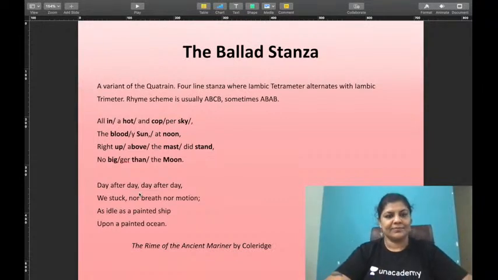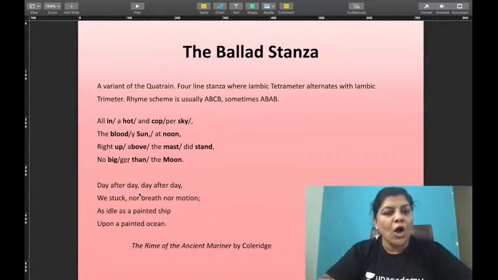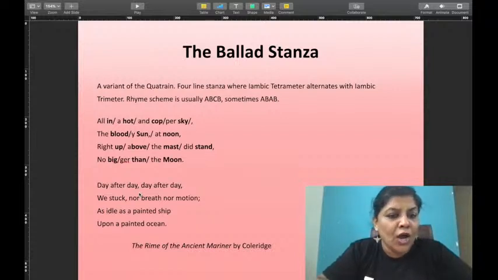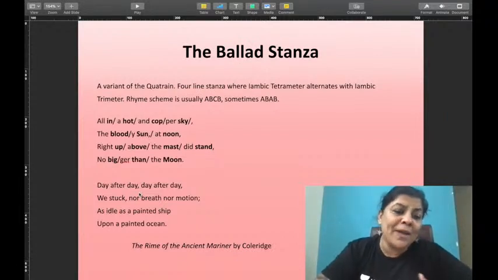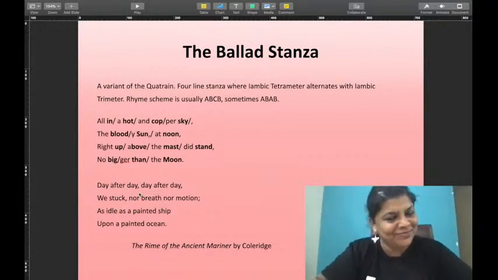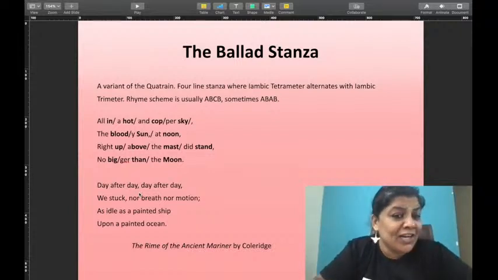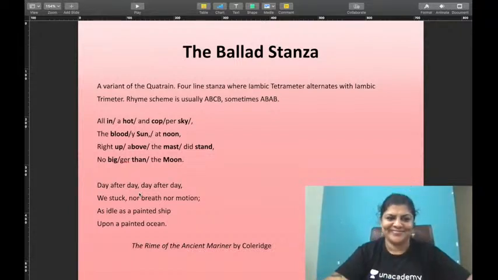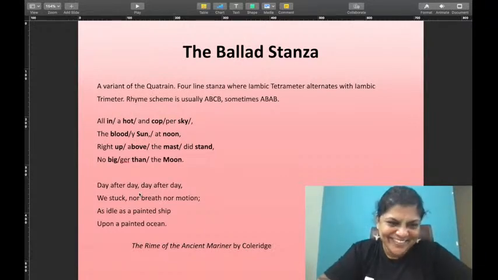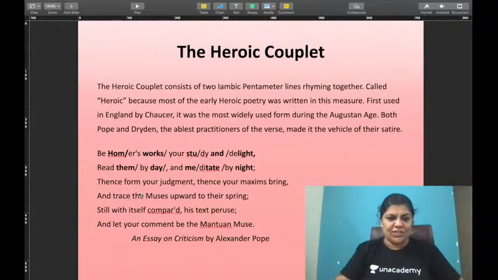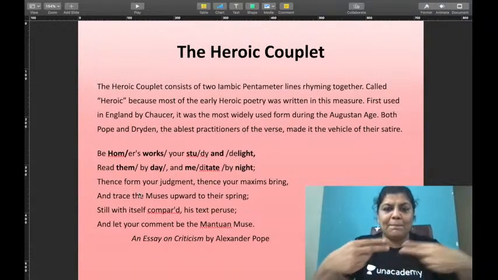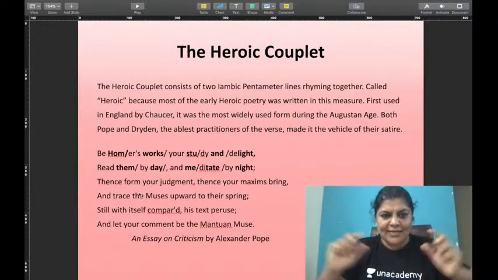Ballad stanza. All in a hot and copper sky, the bloody sun at noon, right up above the mast did stand, no bigger than the moon, no bigger than the moon. That is ballad stanza. And the heroic couplet: iambic pentameter lines rhyming in pairs. Two lines.